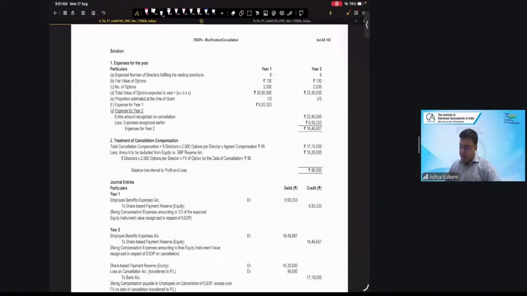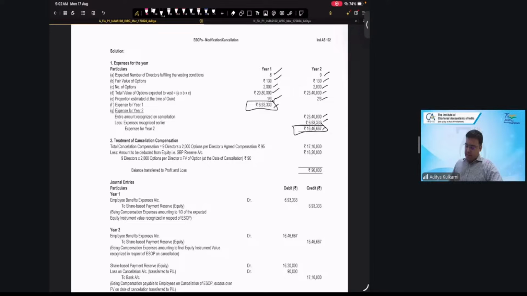So initially you had 8 directors, fair value 130, number of options 2000. Total options expected to vest: 2000 into 8 into 130 rupees, 20 lakh 80,000. Initially it was one third, so into one third, 693,333. In year 2, 9 directors, 130 fair value, 2000, so 23 lakh 40,000 by 3... so 23 lakh 40,000 minus 693,333, 16 lakh 46,667. This is your net expense for year 2. So this is your first year, this is your second year.